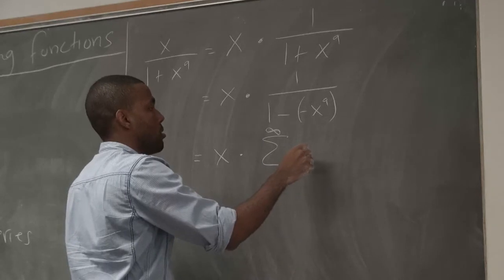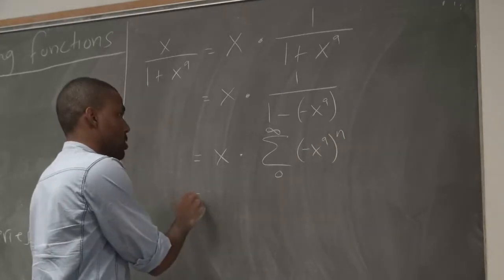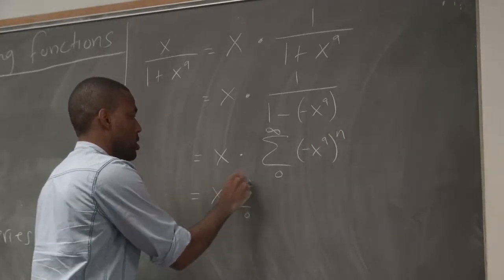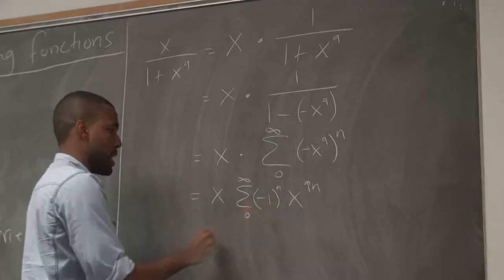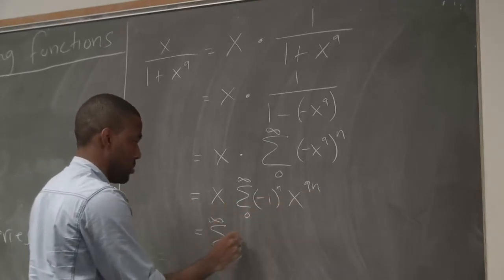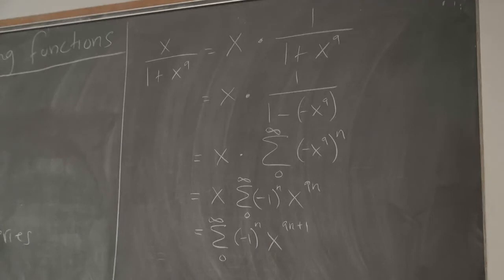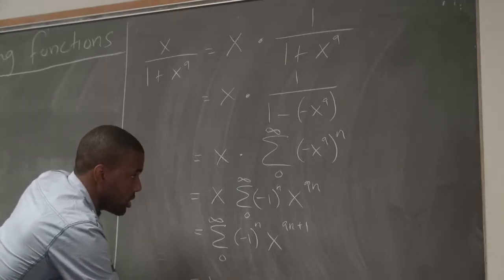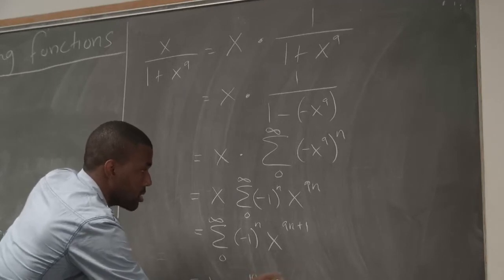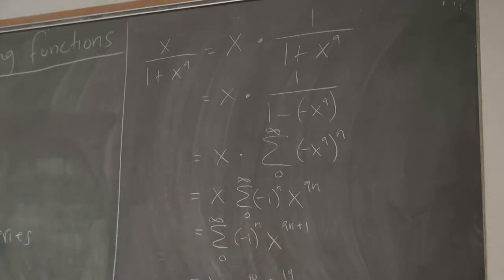The sum from 0 to infinity of minus x to the 9 to the n. So this is just minus 1 to the n, x to the 9n, and I can move this x back in. So this is minus 1 to the n, x to the 9n plus 1. So I can actually write that function as a series. It's just a polynomial, right? This is just x minus x to the 10 plus x to the, when you plug in n equals 2 here, 19, minus, and so on and so forth, right?